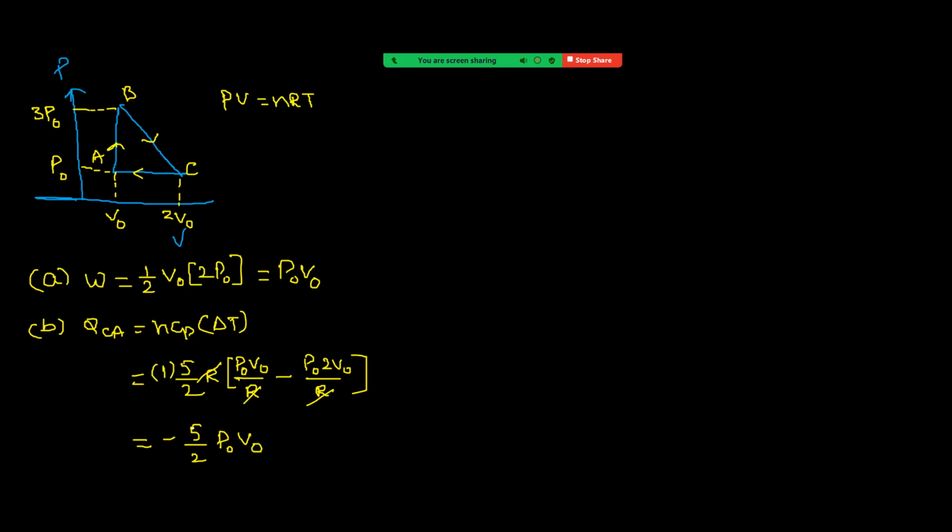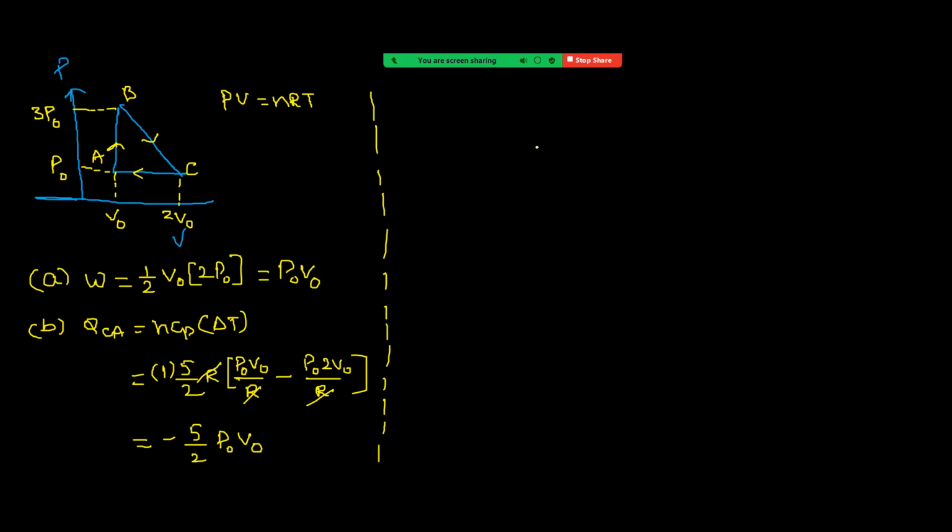Why we got negative means that it indicates heat is taken from the system. So we have discussed that when heat is given to the system, Q is positive. Here heat is taken from the system, right? That is the meaning of rejected.